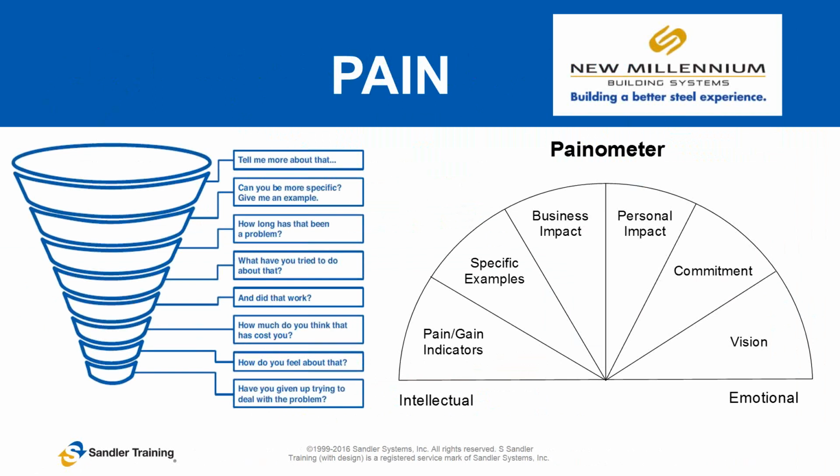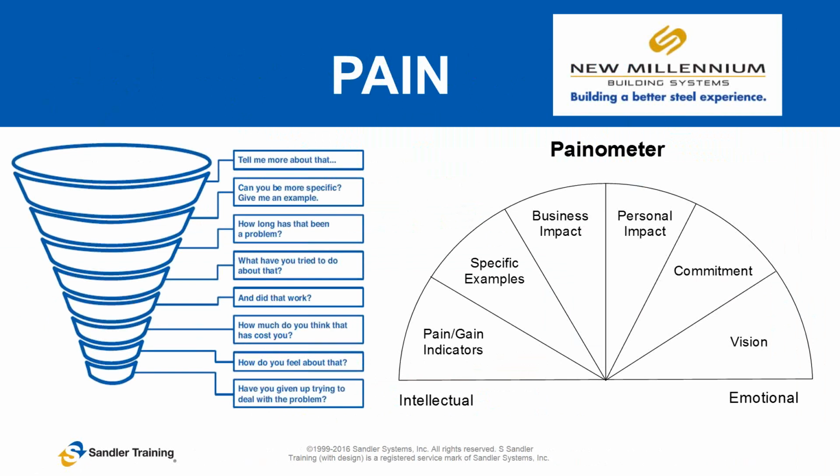Tell me more about that, Charlie. Can you be more specific? Can you give me a real life recent example of a project that got held up because the deck and joist package wasn't there on time? How long has that been a problem for you? How many projects have you experienced that with? And what have you tried to do about it? What did you say to Volcraft when they were late? And when you threatened them, did that work? And how much do you think that's cost you?